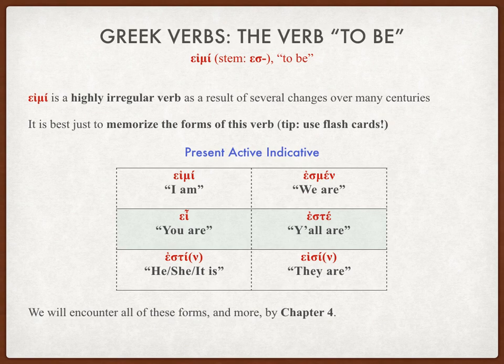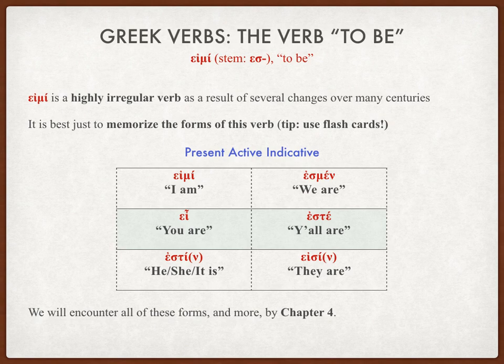So eimi means I am. If I want to say I'm strong, I'd say eimi iskouros. Eimi iskouros, I am strong. You are is ei, you are. Esti or estin, he, she, or it is. Esmen, we are. Este, y'all are. And finally, easi or easin, they are.